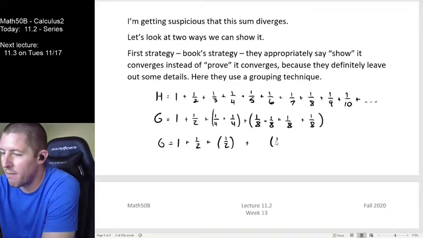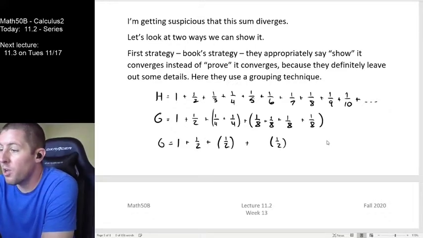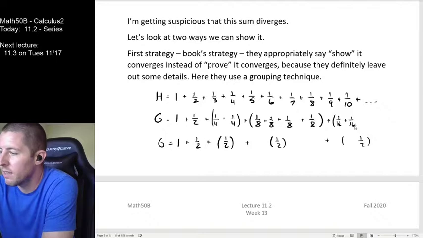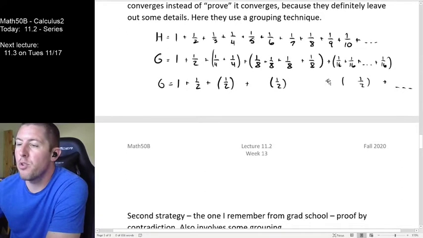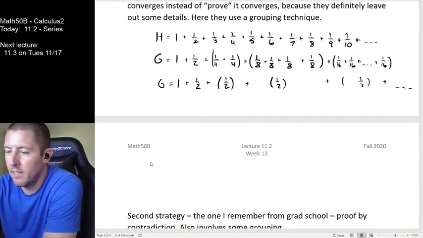Well, that's also 1/2. And so what we're going to keep on seeing here is that we're going to be able to keep on grouping up these terms. That'll be a 1/16 plus 1/16 plus, and we're going to add up 8 copies of 1/16, and we're going to get a 1/2 again. So it looks to me, I can make 2 conclusionary statements here.